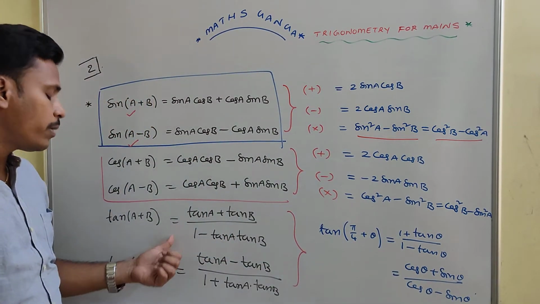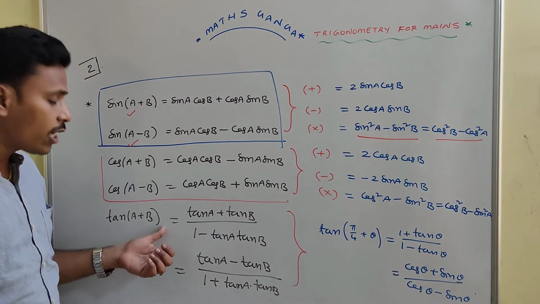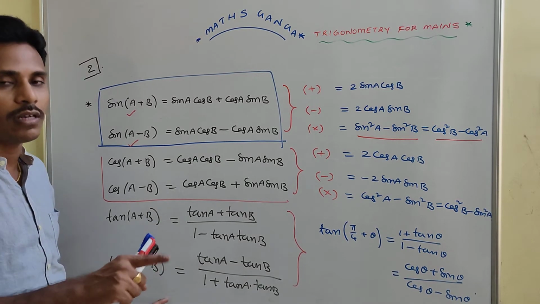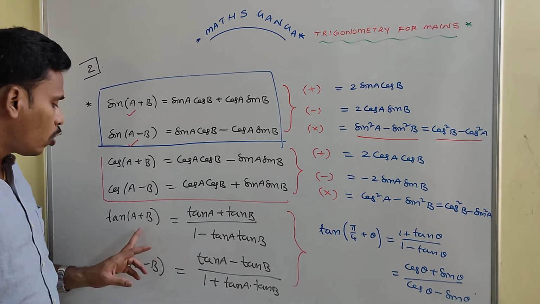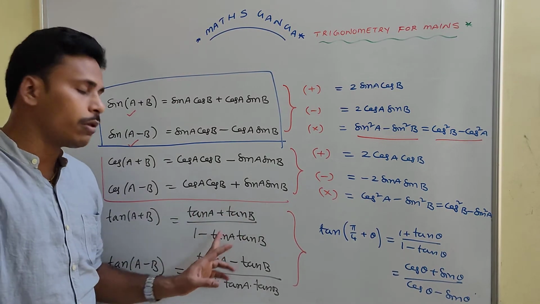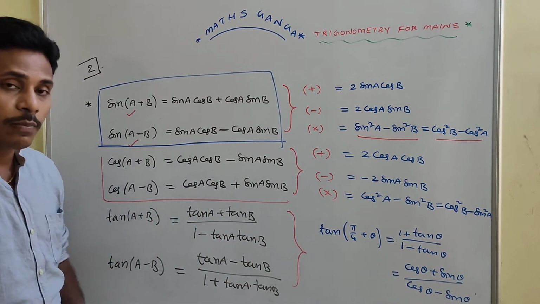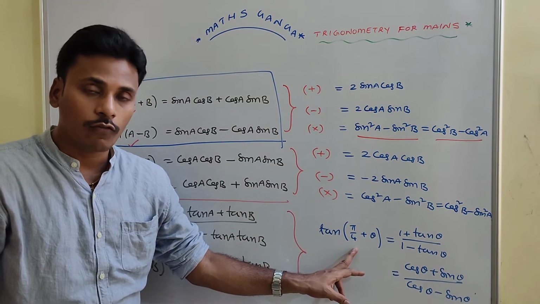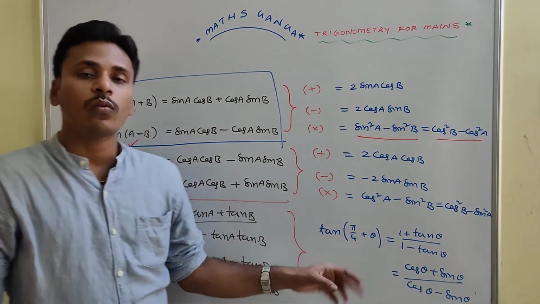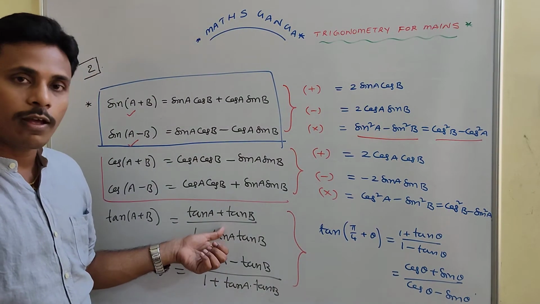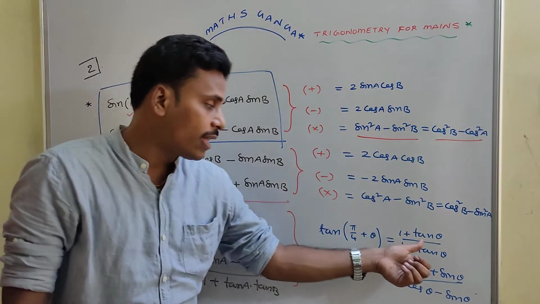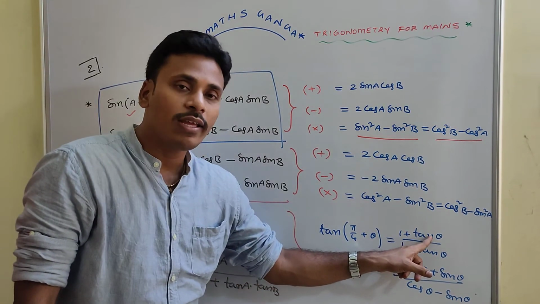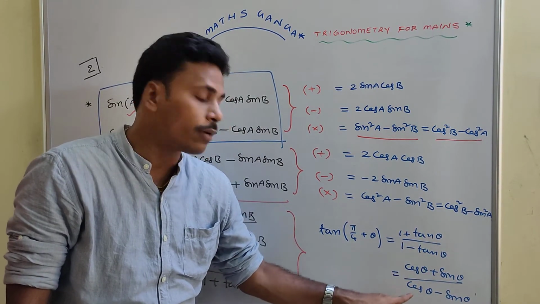And tan of a plus b and tan of a minus b. In the case of tan, the sum, difference and product of these two exist, but they are not much important. So tan of a plus b is tan a plus tan b by 1 minus tan a tan b. Suppose a is pi by 4; replace a with the angle 45 degrees and b with theta. Then you use this formula: tan 45 is 1, so it is 1 plus tan theta by 1 minus tan 45 into tan theta. And if you rearrange tan theta as sin by cos, it becomes like this.